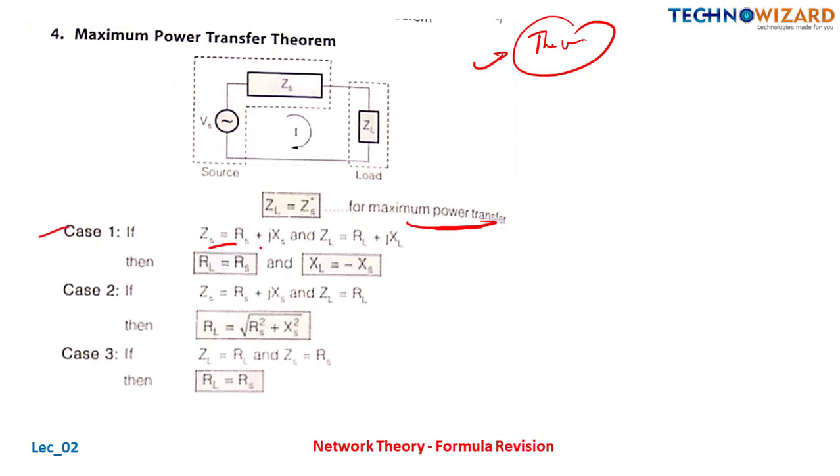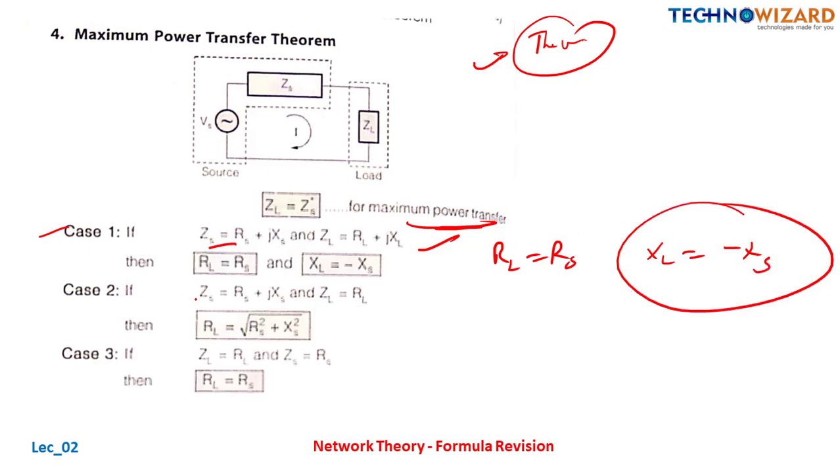First, if ZS is equal to RS plus jXS and ZL is equal to RL plus jXL, then RL will be equal to RS for maximum power transfer and XL will be equal to minus XS. Remember, if ZS is equal to RS plus jXS and ZL is equal to RL, in that case RL will be equal to the square root of RS square plus XS square. And the last case, when ZL is purely resistive and the source is also purely resistive, then RL will be equal to RS.